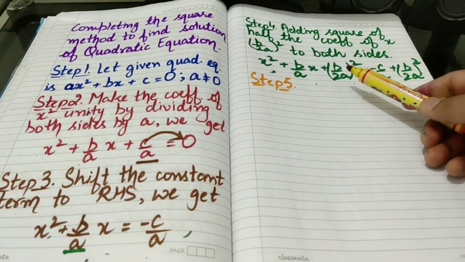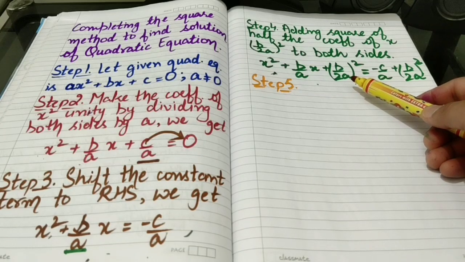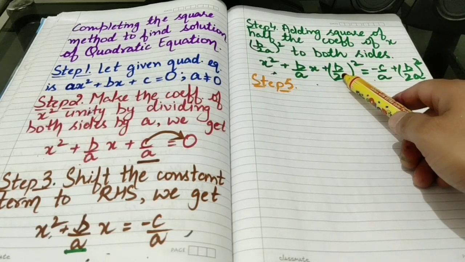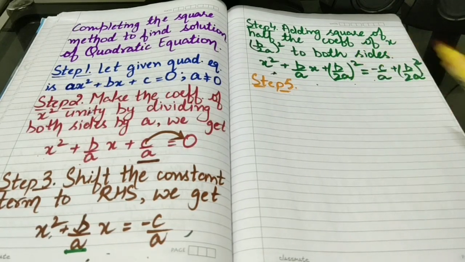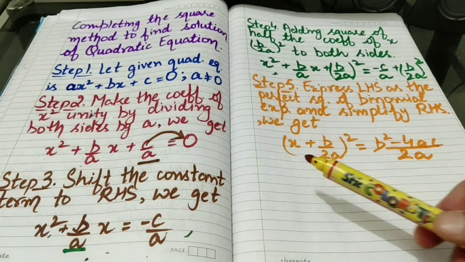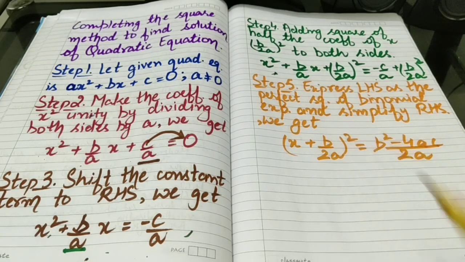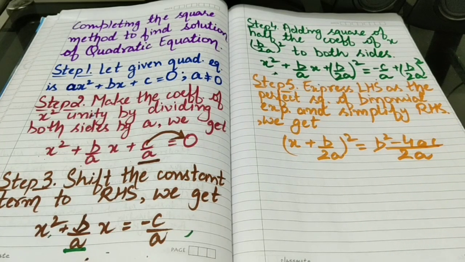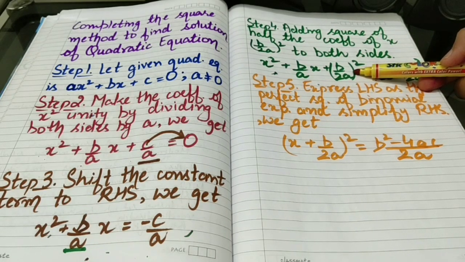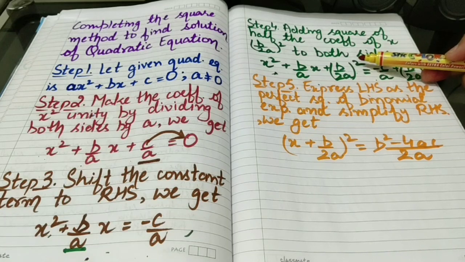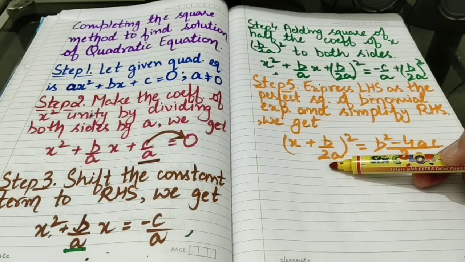Now by doing this, we are able to express the left hand side as the perfect square of a binomial expression. That is, this left hand side can be written as x plus b upon 2a the whole square. We see that the left hand side can be written as x plus b upon 2a the whole square, because if we expand x plus b upon 2a the whole square by using the identity (a plus b) the whole square equals a square plus 2ab plus b square, then we will get this thing only. That's why we have written x square plus b upon a x plus b upon 2a the whole square as this, which is x plus b upon 2a the whole square.